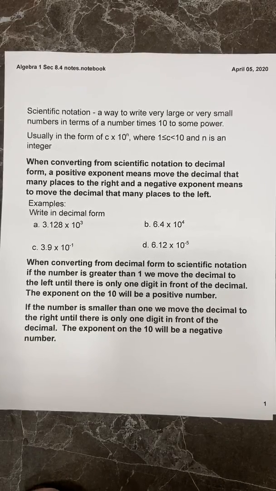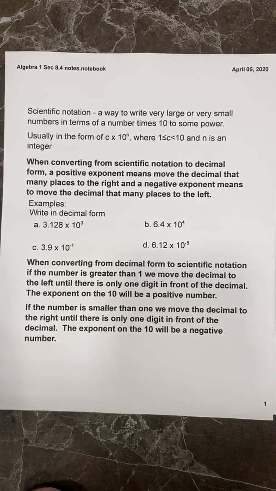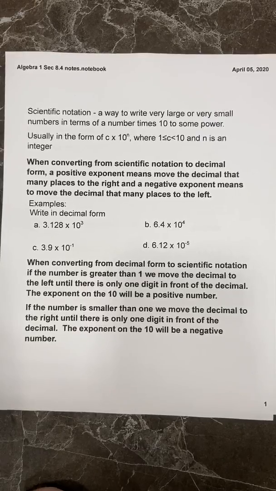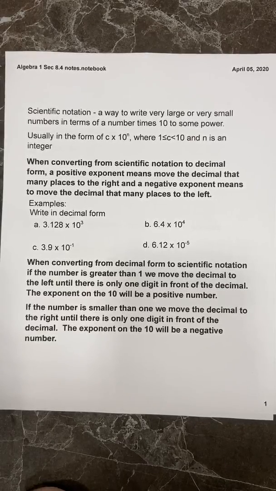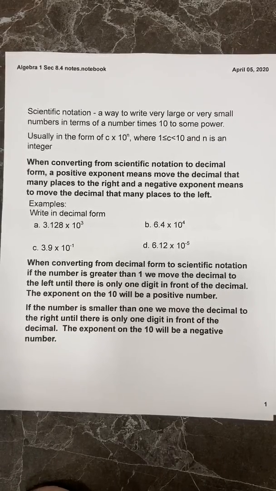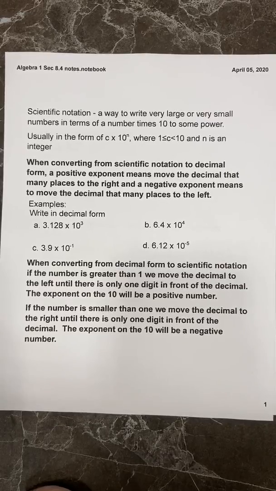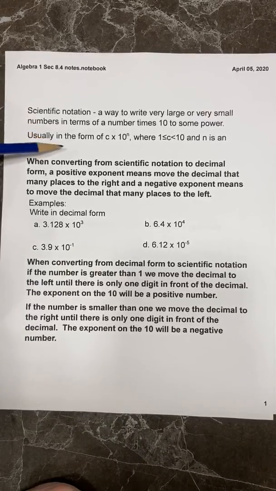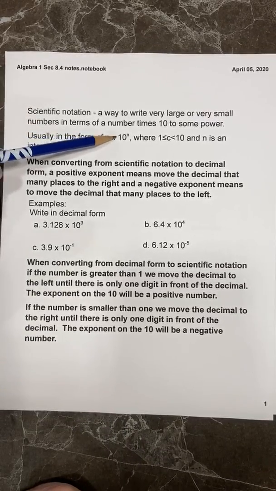All right, so let's start section 8.4. In this section we are looking at something called scientific notation. Scientific notation is a way to write very large or very small numbers in terms of some number that we're going to multiply times 10 raised to some exponential power. So the format would be c times 10 to the n.